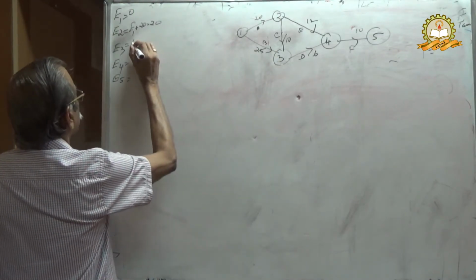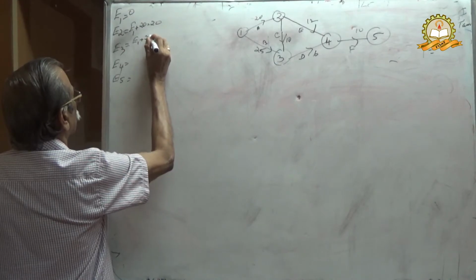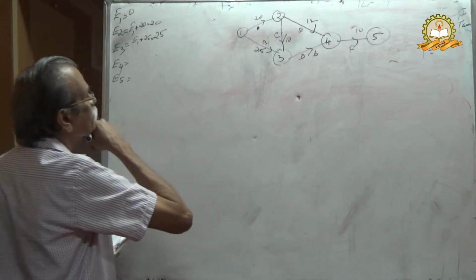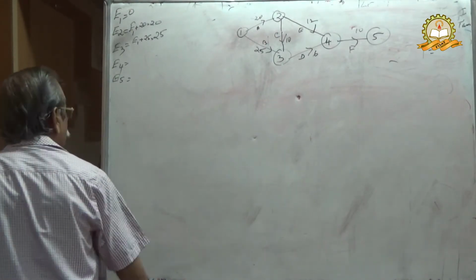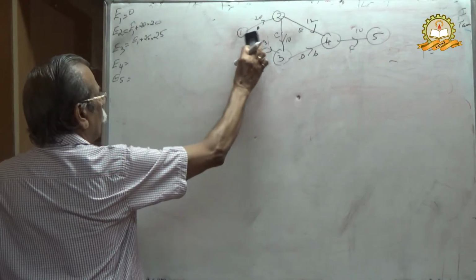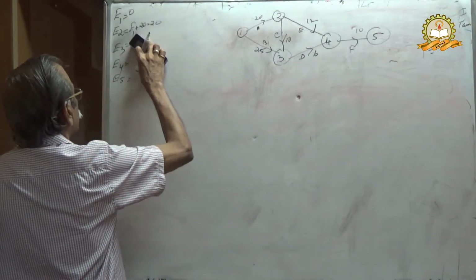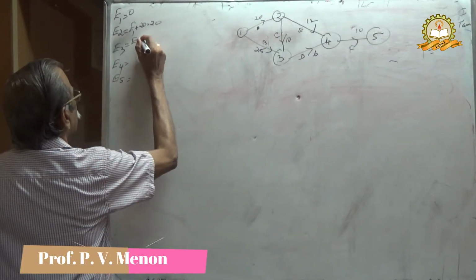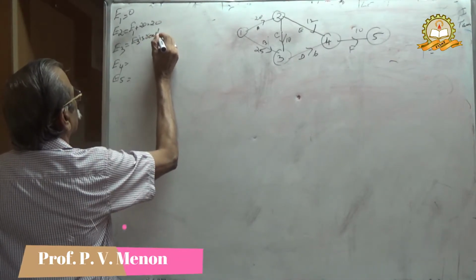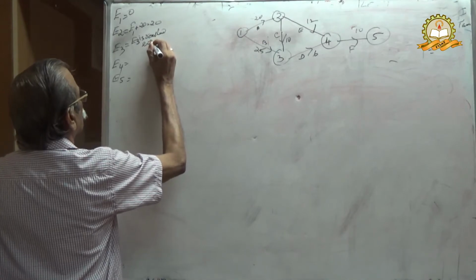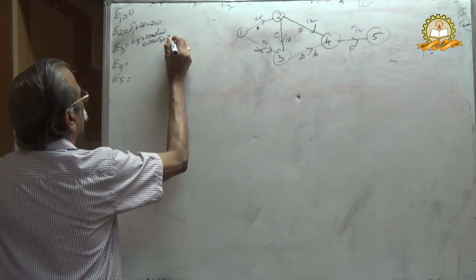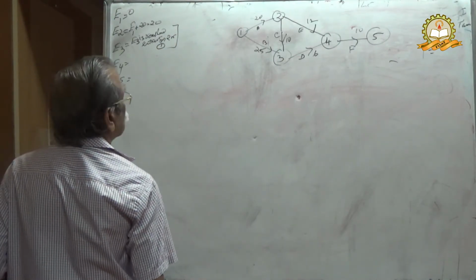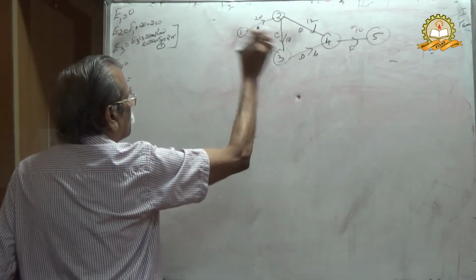E3 starts from here and ends here, therefore E1 plus 25, then 25. Here you will have to remember E3 is reached from 1 to 3 or 2 to 3. Here you write E3 is reached either from 2 or 1, concurring point, 2 or 3, concurring point.